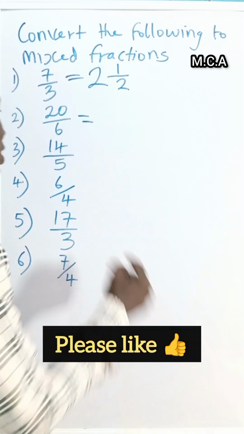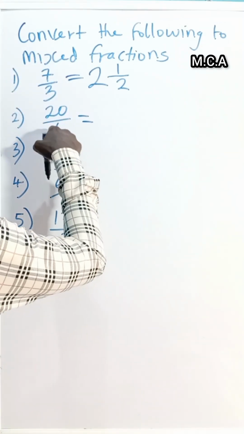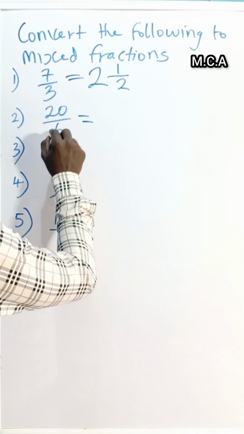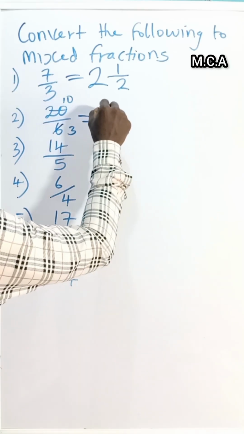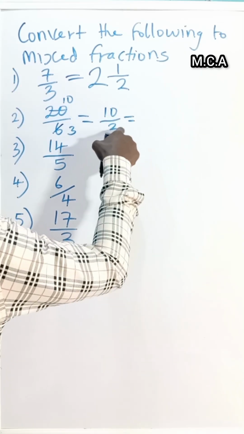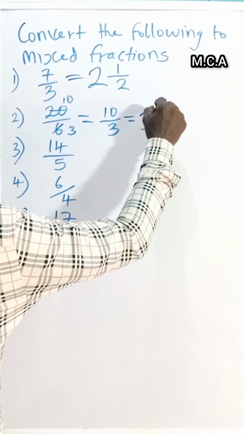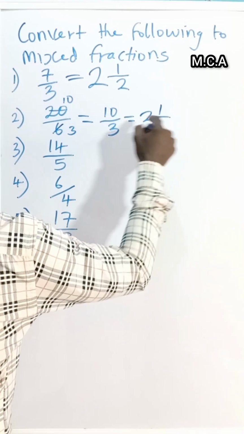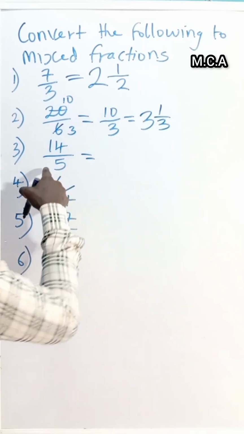Now, let's go to the next one. We have 20 over 6. Now, when you have something like this, it can be divided. We have a common factor. 2 is a common factor. 2 here is 3. And 2 here is what? 10. So what we have left is what? 10 over 3. We convert again. How many times will you get 3 from 10? It is what? 3 times. The remainder is 1. And then this our denominator still remains our denominator.